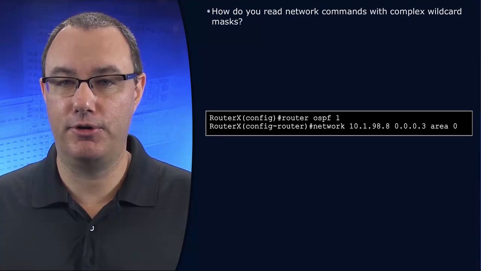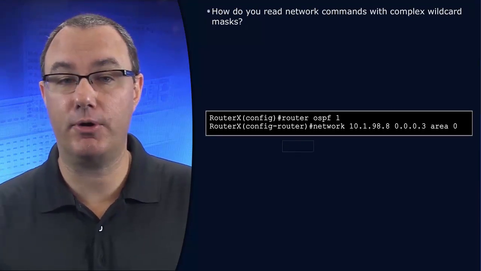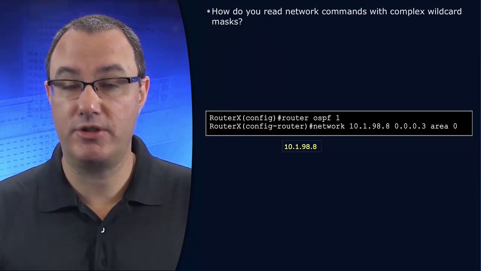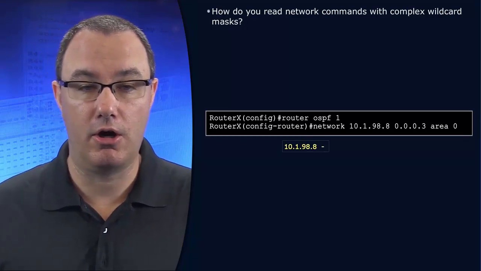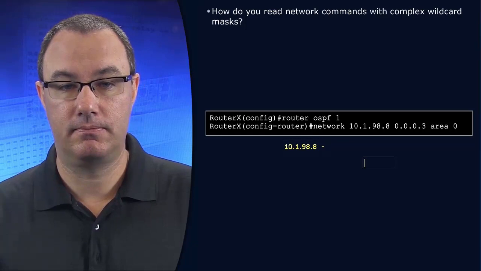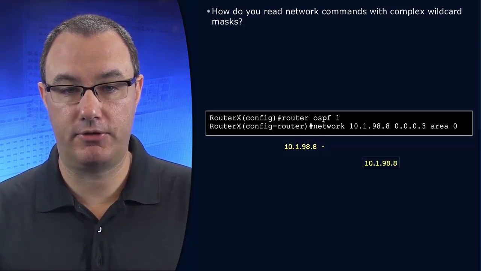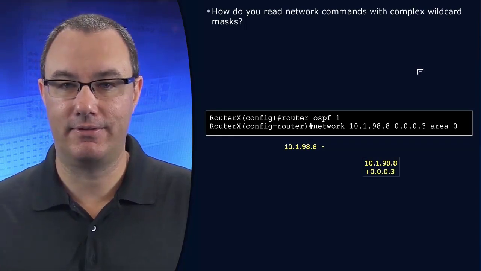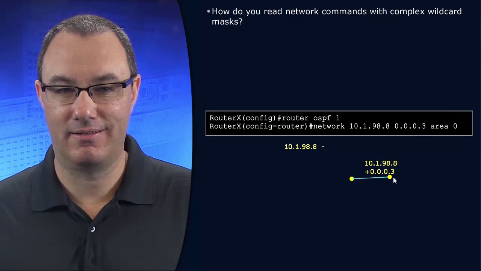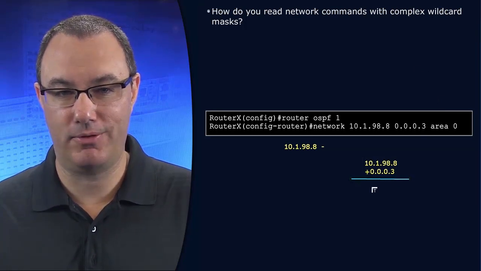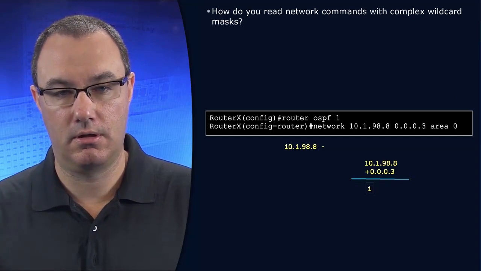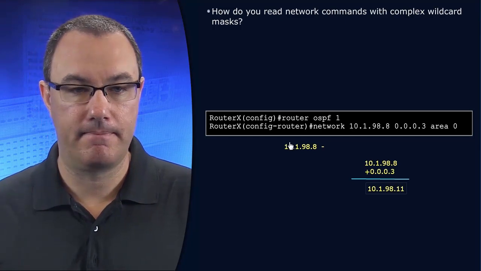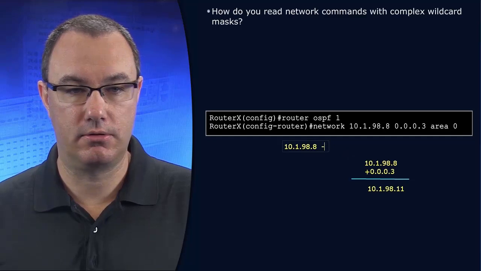Let's make sure we are good with wildcard mask interpretation for OSPF. We've got the IP address that's supplied, which is the first IP address that we are given, all the way through the sum of the IP address that's supplied. And all we have to do is really add 8 and 3. 8 plus 3, you know it's 11. That gives us the ending of this range.